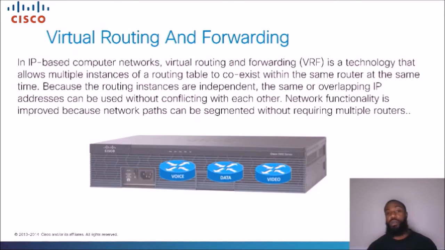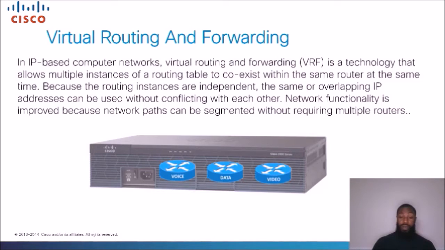In IP-based computer networks, virtual routing and forwarding is a technology that allows multiple instances of a routing table to coexist within the same router at the same time. If you look at the picture at the bottom, I got this from Kevin Wallace. Shout out to Kevin Wallace for this image. You have the physical router here, and you have these virtual routers inside the physical router. So it's kind of like fake little routers that you create, and what's special about this is they each have their own routing tables, right?